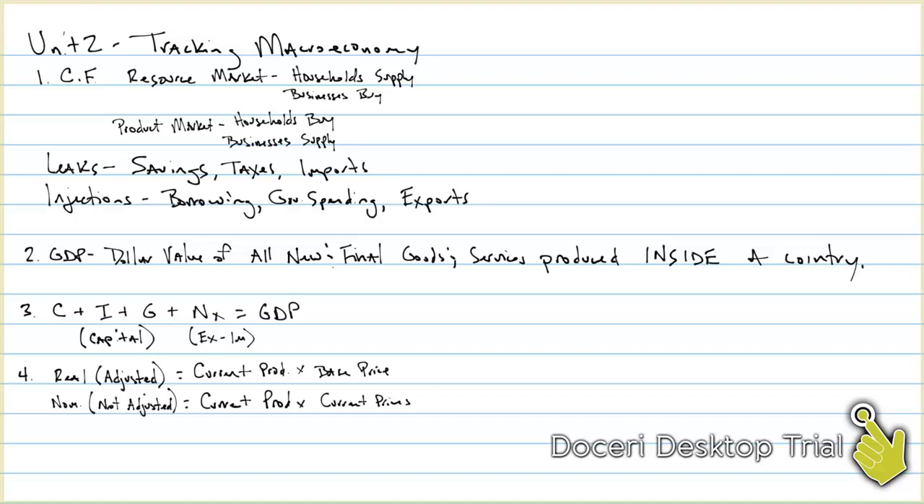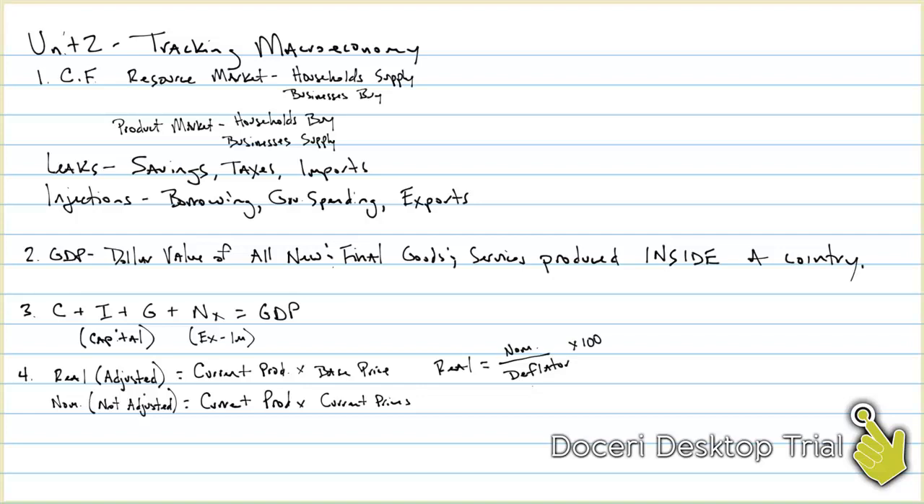Okay. Now I have one thing to add to real GDP. There is an additional way for us to calculate real GDP. And that is by taking the nominal GDP and dividing it by the GDP deflator times 100. Nominal divided by the deflator times 100 is a second way that you can calculate the real GDP.